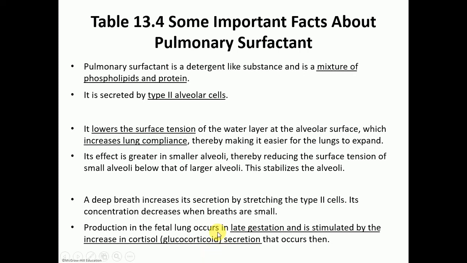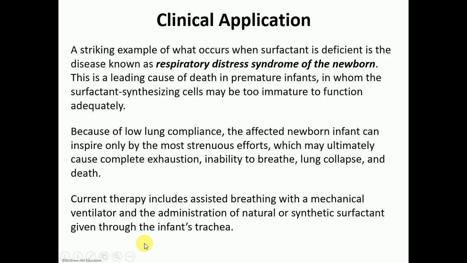It is stimulated at the end of pregnancy by a surge of cortisol, which normally happens, and that stimulates these type 2 alveolar cells to make surfactant. But in cases of premature labor, they miss that cortisol surge. That can lead to what is known as respiratory distress syndrome of the newborn, where that premature infant doesn't have surfactant and has lost the ability to get rid of the surface tension. It makes it harder for these babies to breathe, and it can lead to lung collapse and even death.